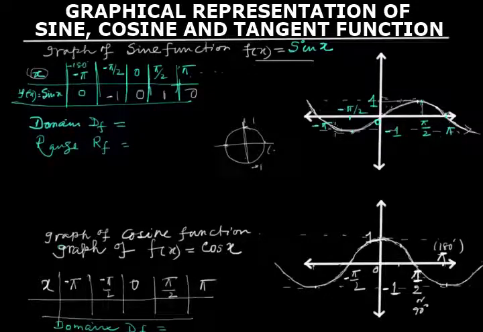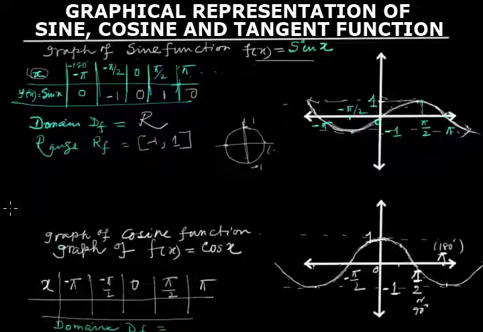So if you plot the points, it looks like this, like a wave, and it will continue for all values of x, all real numbers. So the domain is R, and the range is all the values that lie between 1 and minus 1. So the range is minus 1 to 1.